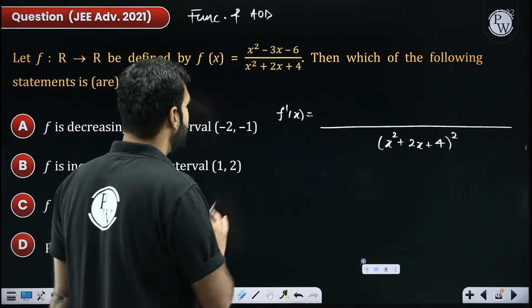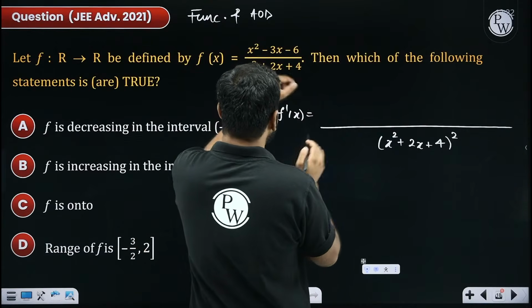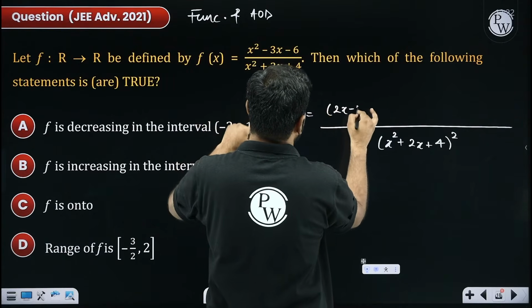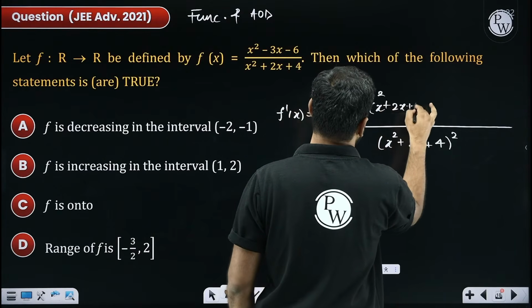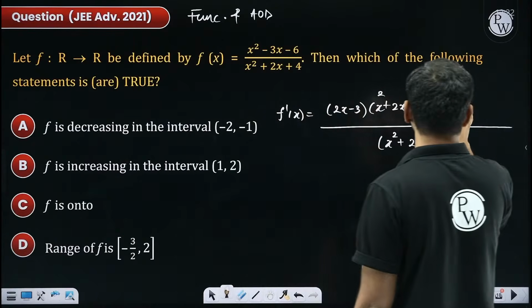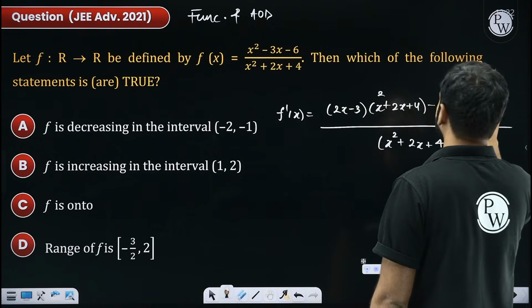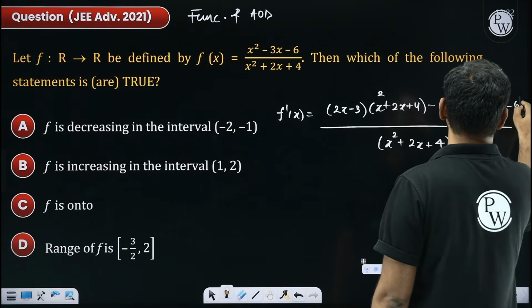Definitely Hanuman, but let me do it for the sake of all the students who are watching it. The derivative of numerator, so that is 2x minus 3 times denominator, which is x square plus 2x plus 4, right? Minus derivative of denominator, so that is 2x plus 2 times the numerator, which is x square minus 3x minus 6, right?